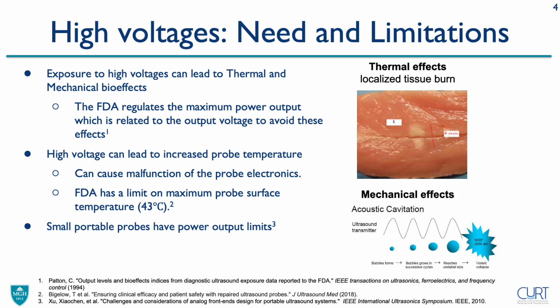Secondly, high voltage can lead to an increase in the temperature of the probe itself. This can cause malfunction in the probe electronics. The maximum temperature between the probe surface and the contact area of the body is also regulated by the FDA and set at 43 degrees Celsius. Finally, high voltage is simply not possible in certain portable ultrasound applications due to power output limits.